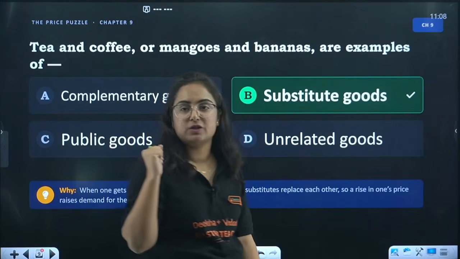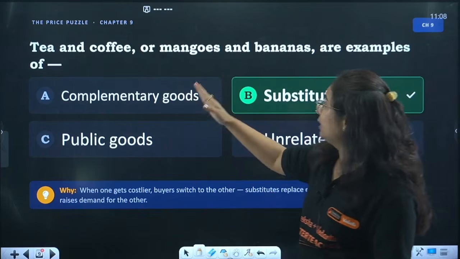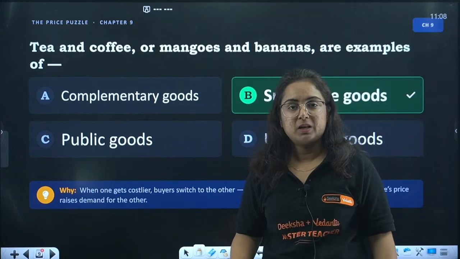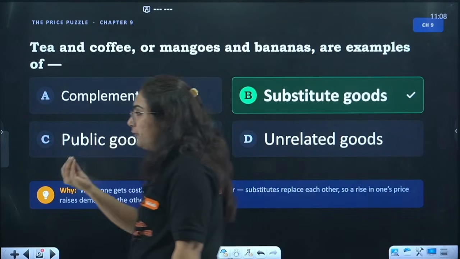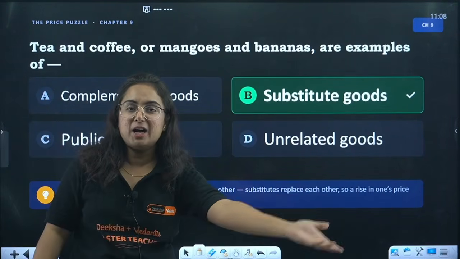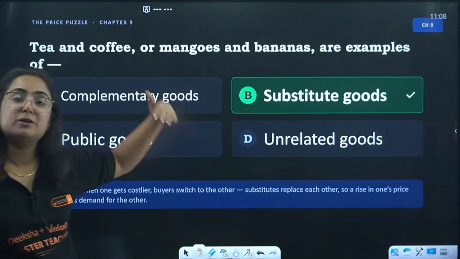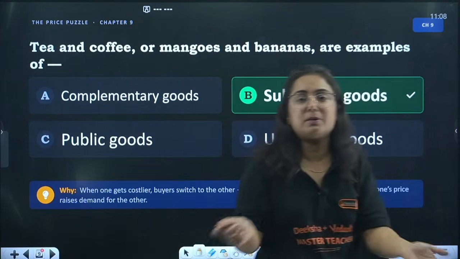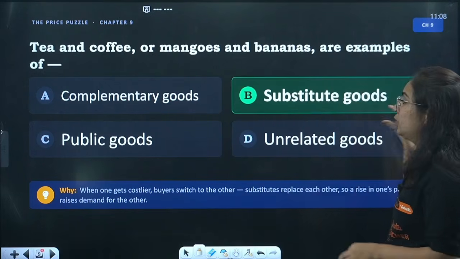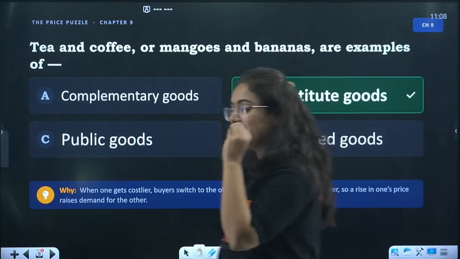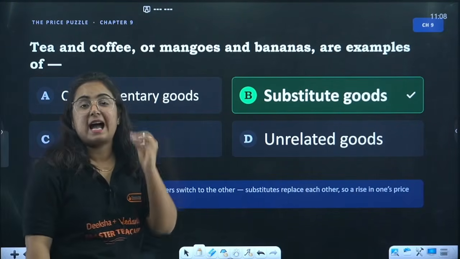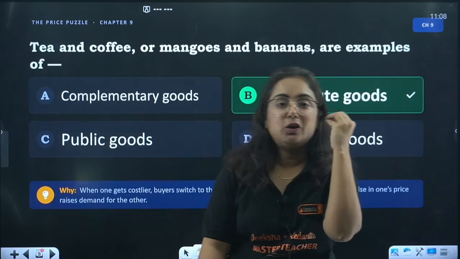Here we have a question. Tea and coffee or mangoes and bananas are examples of what we just studied, right? If a person cannot afford coffee, the person will buy tea. If the person cannot buy mangoes, they can buy bananas. If a person does not like eating mangoes, the person will buy bananas. What are those? They are substitute goods. And this is how the question can come from this particular topic, right? It was easy, but I added it for your knowledge, for your efficiency.